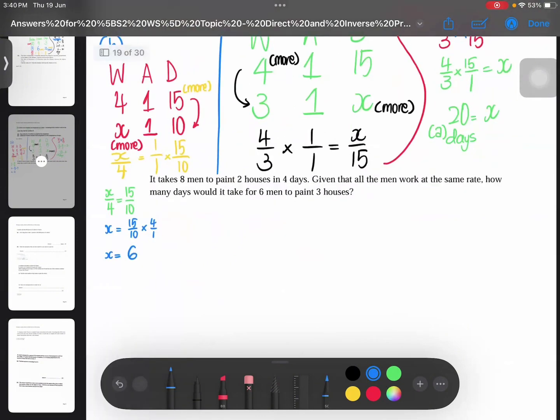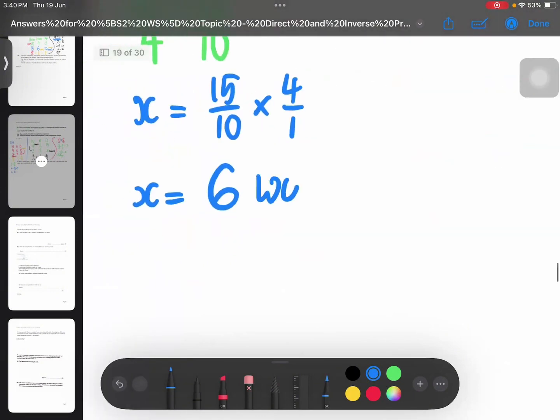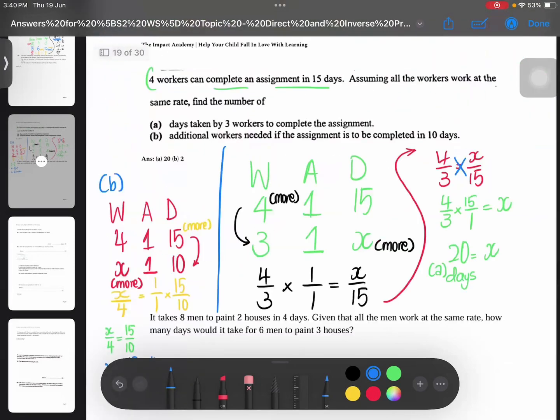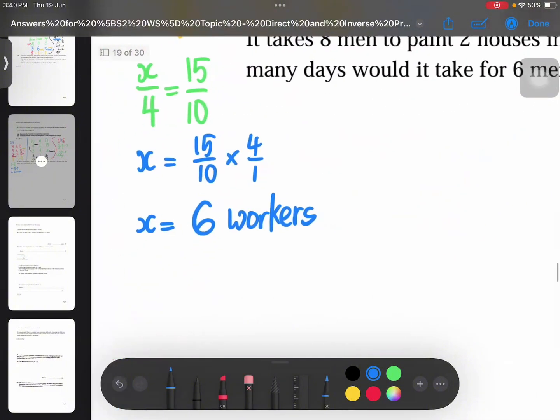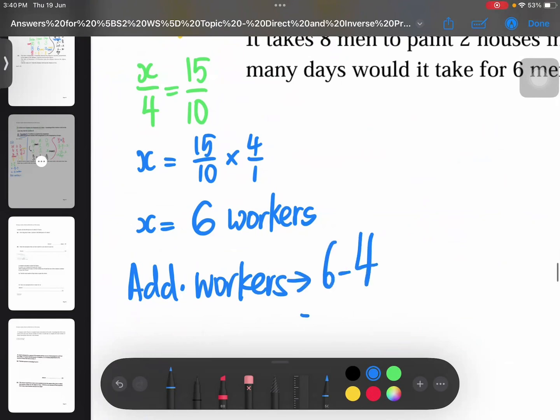So what is this 6? 6 is basically 6 what? Workers. Am I making sense? But the question is not asking you for how many workers, right? The question says I want you to tell me how many additional. Agree or disagree? So at first you already have 4, right? So additional workers. In this situation, you already have 4 initially. So now you do 6 minus 4, your answer has to be 2, and that's your answer for this question.